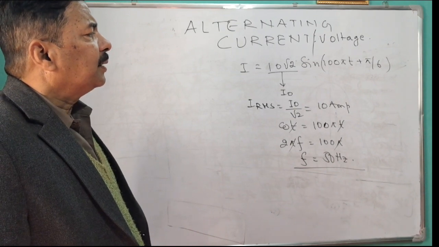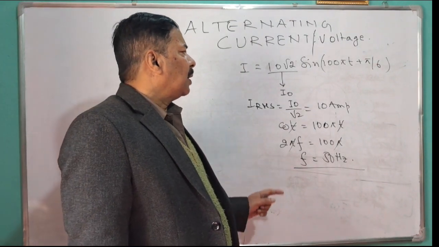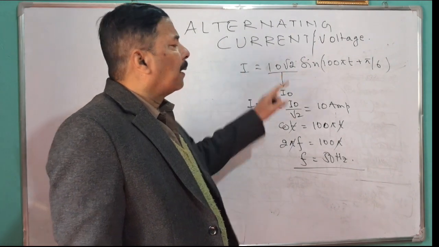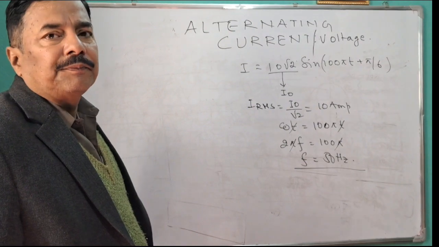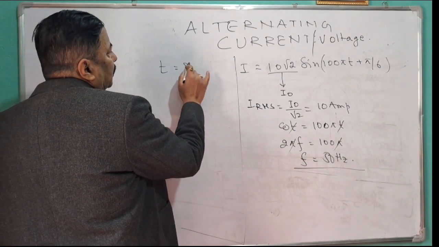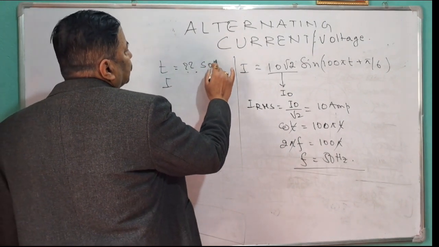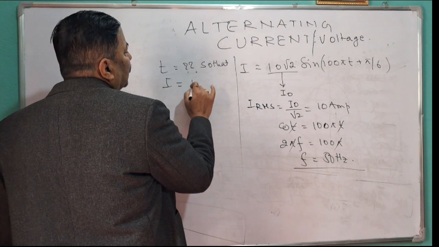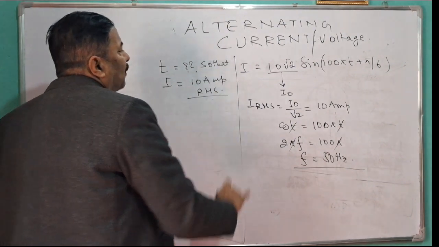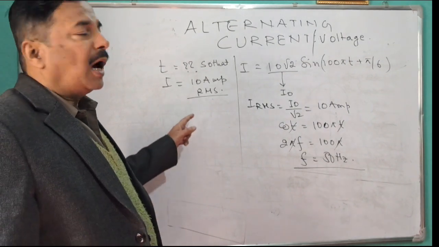Now one more question can be asked: after how much time will the RMS value become the peak value? After how much time? That means my question is, t is equal to how much? So that I is your 10 ampere, that means RMS. After how much time will the current become the RMS value?